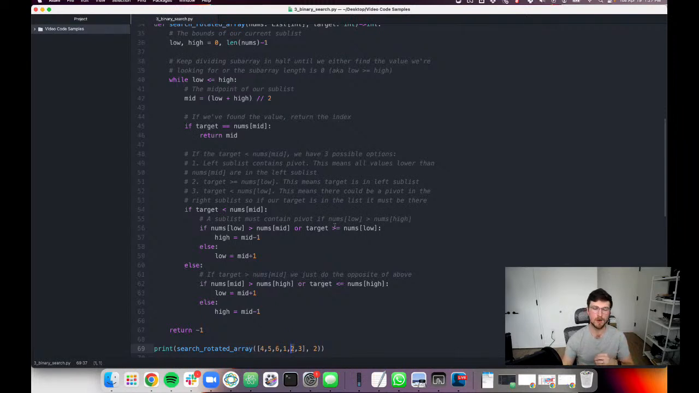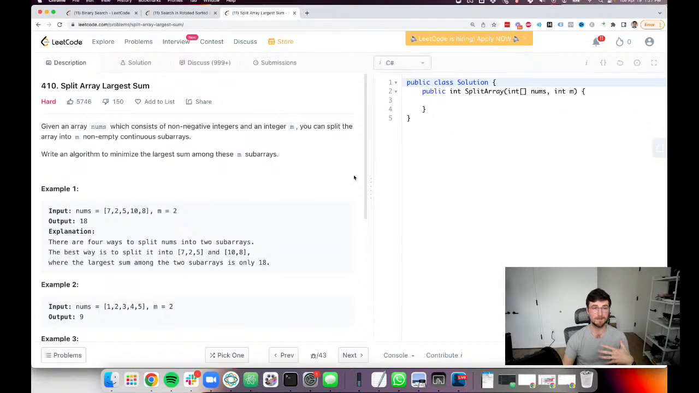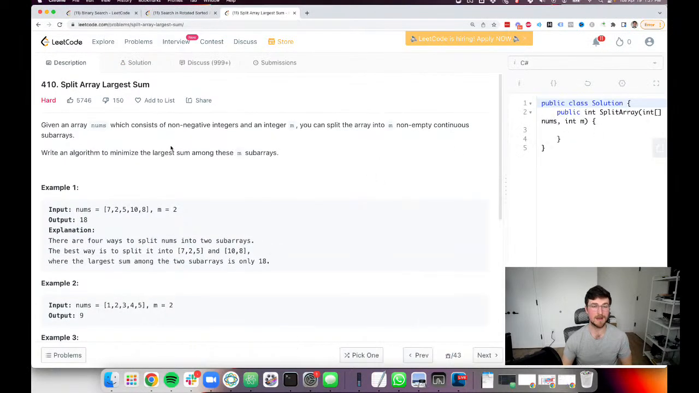And now I want to look at one more problem that gets even trickier, but still uses binary search and still allows us to solve that problem very efficiently. And that is this problem, where we're given an array and we want to split the array into m non-empty continuous subarrays. So what does this mean? We're given an array like this and we want to split it into 2 subarrays. And we want to do that in such a way that it minimizes the maximum sum of all of the subarrays.